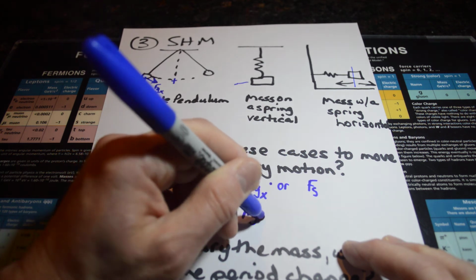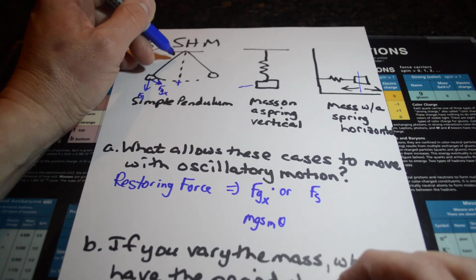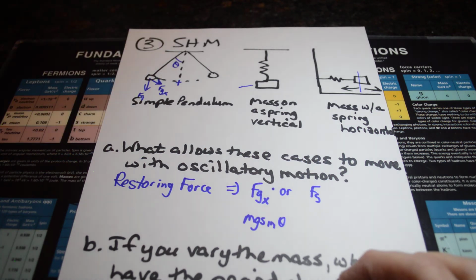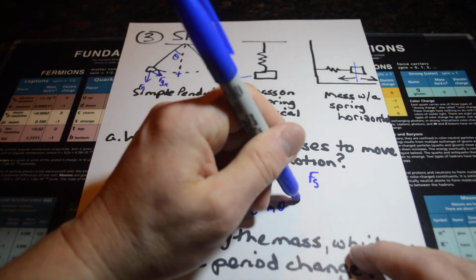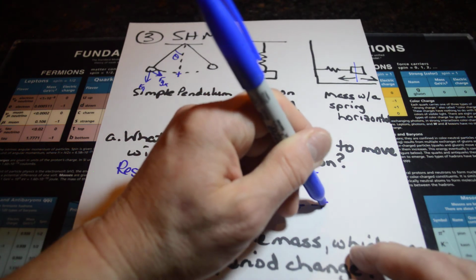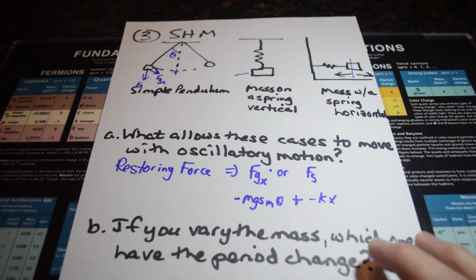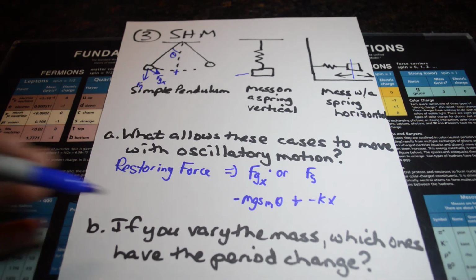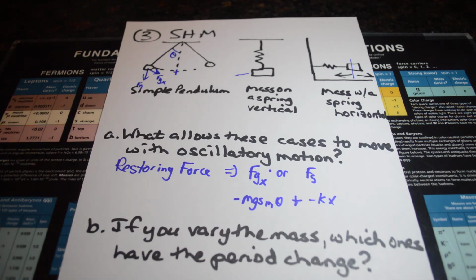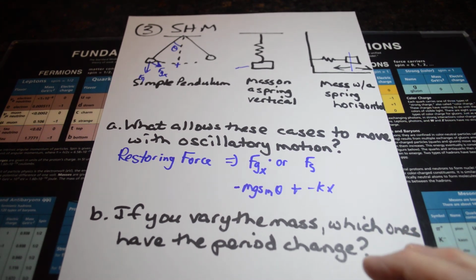This might be like an mg sine theta, where theta has to do with the angle of deviation from vertical. And this one is going to be like minus kx. These are actually both minus because they're always taking it back to equilibrium. So that's the purpose of that question, for you to analyze the restoring force that gets you back to that position.